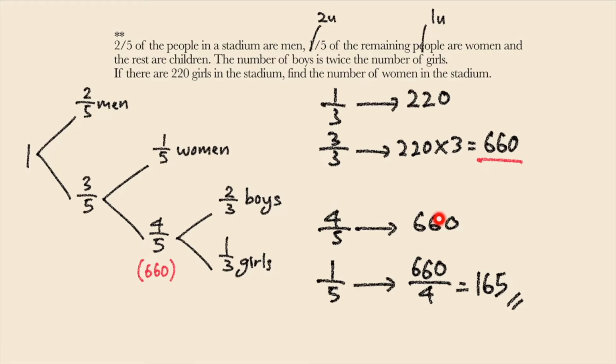Well, what's the actual number of women then? Well, if 4 units is 660, what's this? Women. It's 1 unit out of 5. So 4/5, 660, 1/5, 165. That's your first level 2 done.